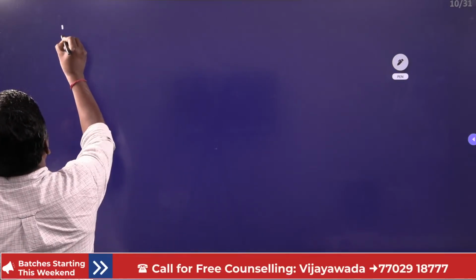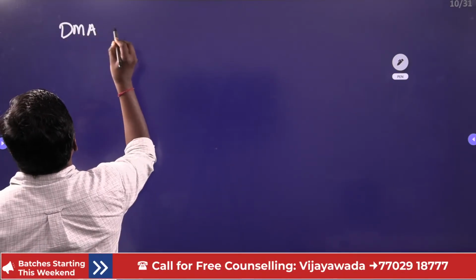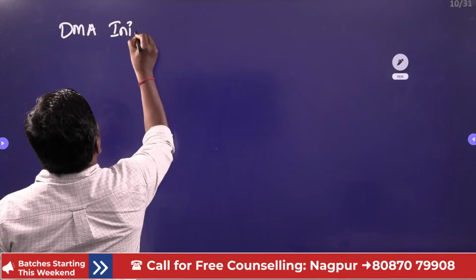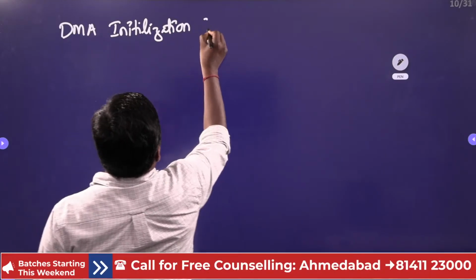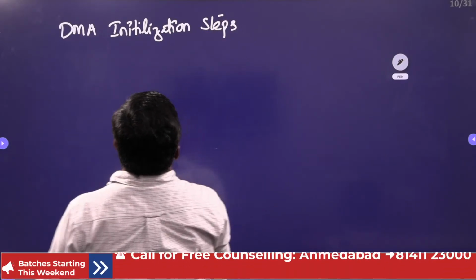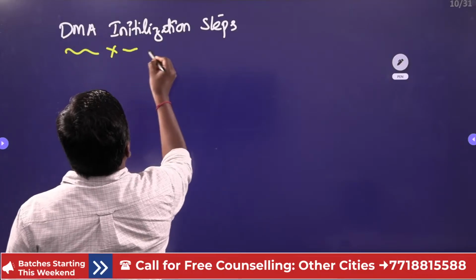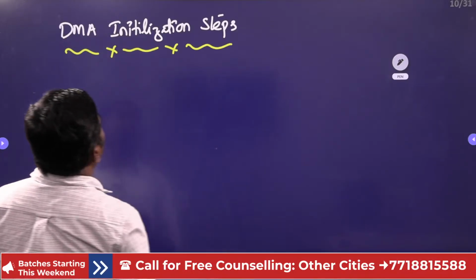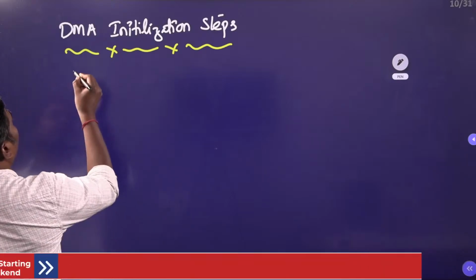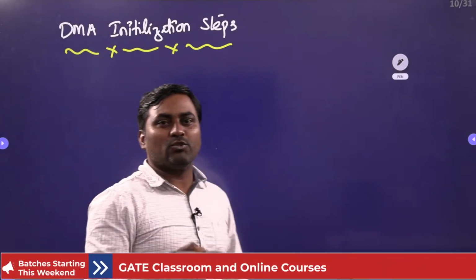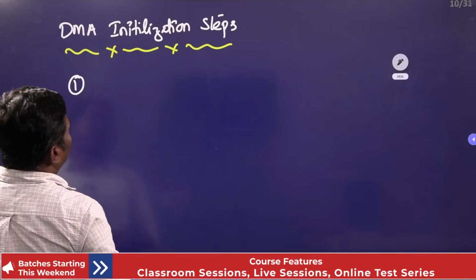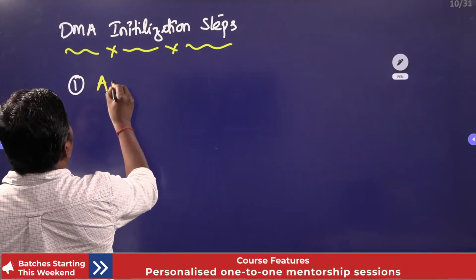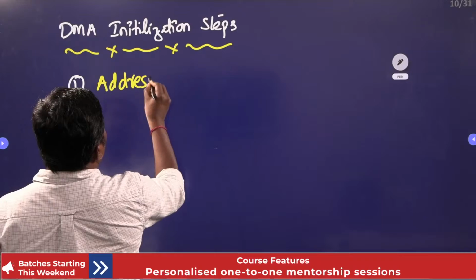DMA initialization steps. Observe all of you. Whenever the processor gets the request from the DMA, it will grant the bus, and the HLDA signal gives the acknowledgement to the DMA. Step number 1: it will initialize the address register.